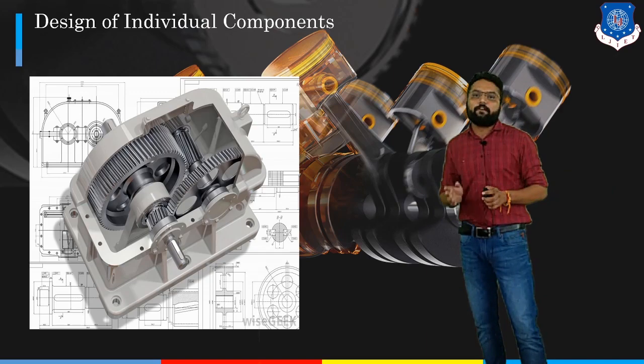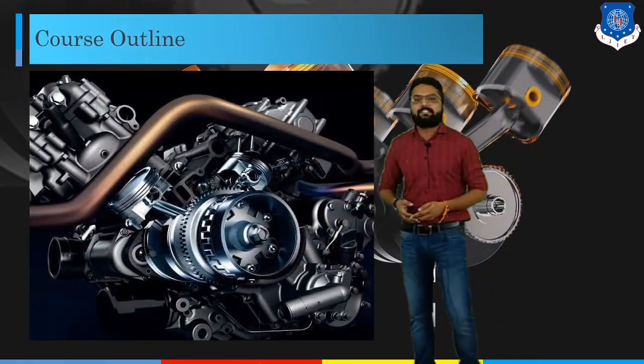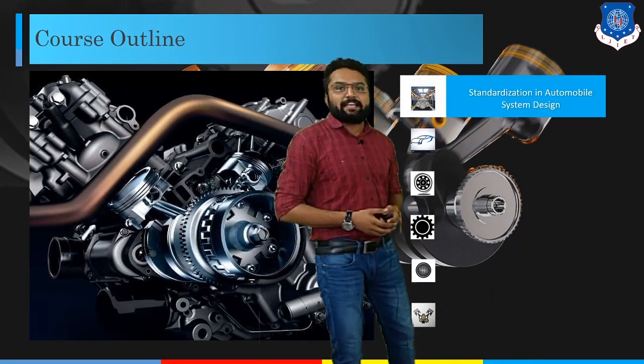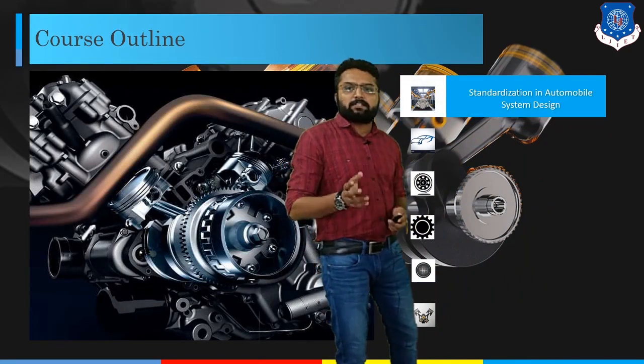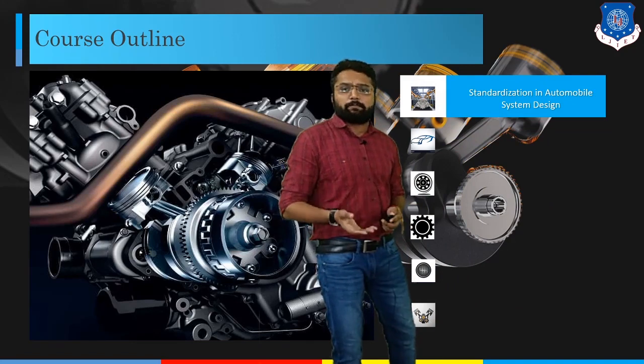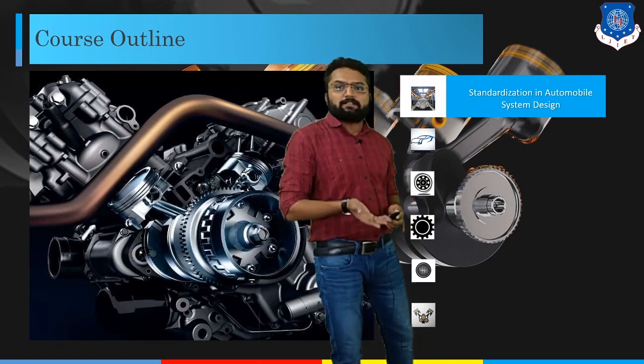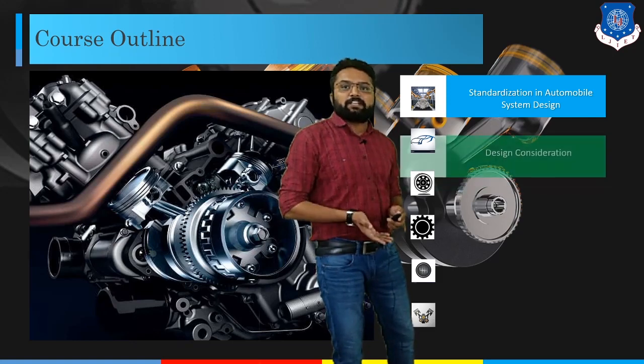Clear? So first, let's discuss our chapters. The first chapter here is standardization in automobile system design. This is an introductory chapter to understand standards in our machine design as well as manufacturing process. Second chapter is design consideration.